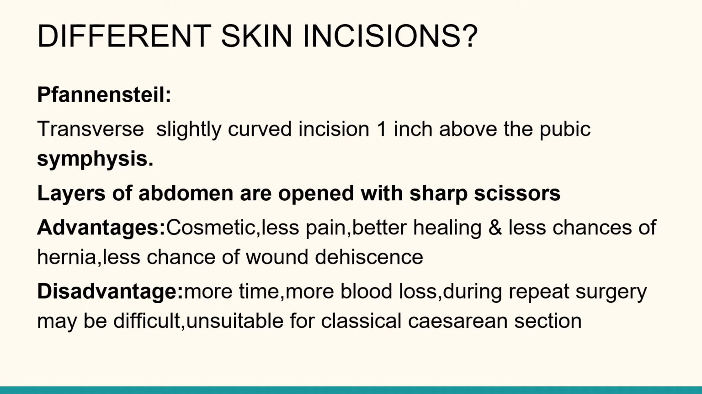As I told, it is a transverse slightly curved incision 1 inch above the pubic symphysis. The layers of the abdomen are opened with sharp scissors. What are the advantages of Pfannenstiel incision? It is cosmetic, it causes less pain, there is better healing, and less chances of hernia and less chances of wound dehiscence. What is the disadvantage? It might take a little bit more time, can cause more blood loss. During repeat surgery it may be difficult, or it is unsuitable for classical caesarean section.